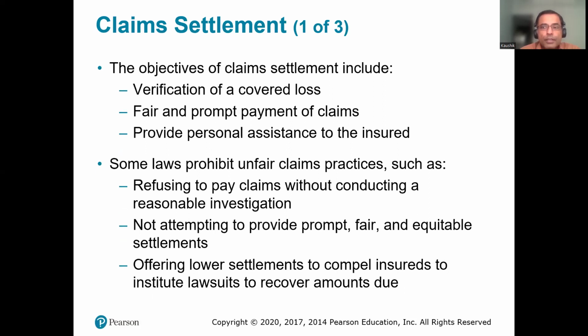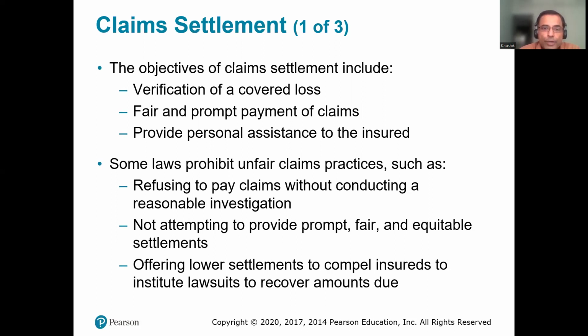The next important operation is claim settlement. It is relevant when an actual loss occurs. So the objective is to verify whether the loss is genuine or whether it is covered by the policy. Then the company has to ensure that fair and prompt payment is provided. And in some cases also to provide personal assistance to the affected customer.